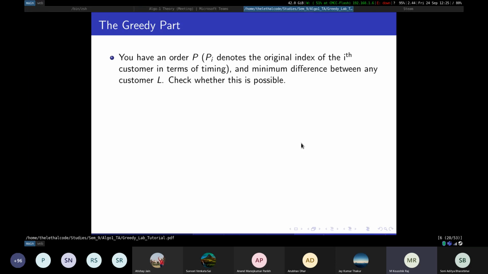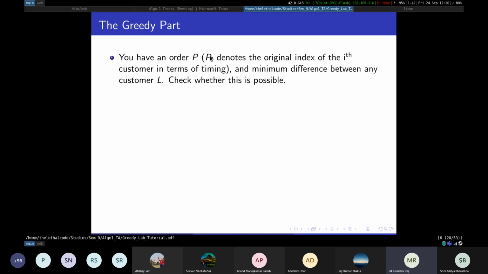So you have an order P. Here P is an array, a permutation maybe. The array indicates which customer will be coming first, which customer will be coming second. That is, P1 will have an index. It says the first customer will be that indexed person. You are given the input in some index order: L1, R1, L2, R2, L3, R3, L4, R4. Like that, you will be given customers in a certain order. But this P will be a permutation of that order.